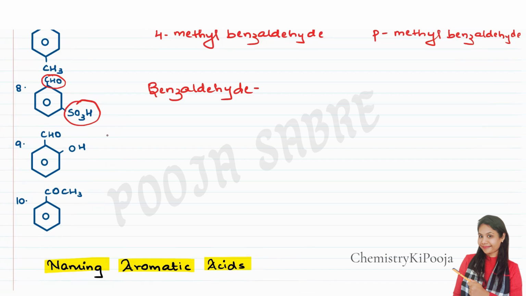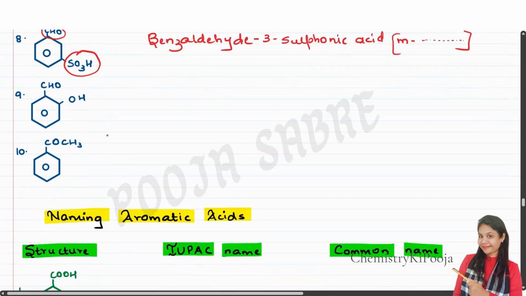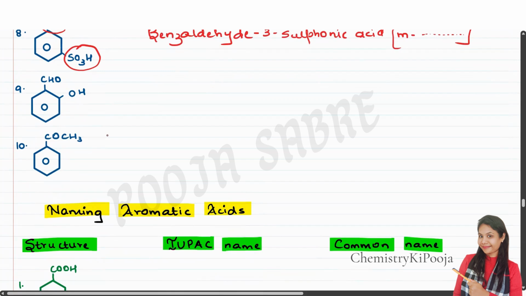So this is benzaldehyde, and then it becomes 3-sulfonic acid. Sulfonic acid. And then of course the naming here will be meta, and then the rest of the things will remain same. Benzaldehyde, sulfonic acid, right? Next, coming to the 9th question.